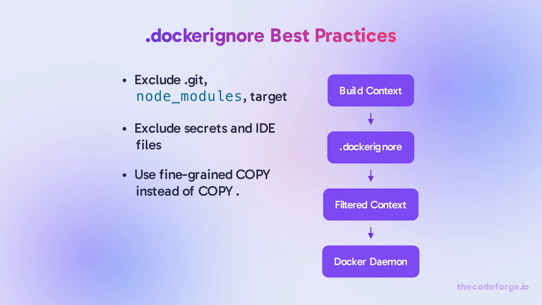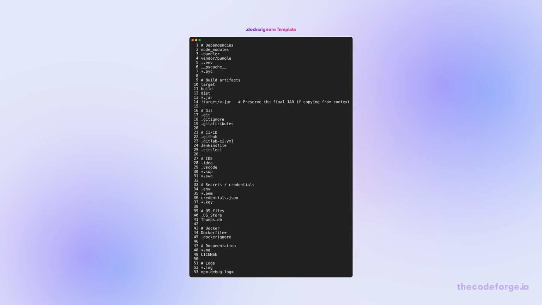This prevents secrets and unnecessary files from entering the image. Here's a production-ready dockerignore template. Customize it for your project, but always exclude Git, node modules, and secrets.